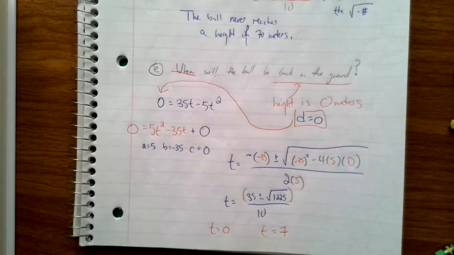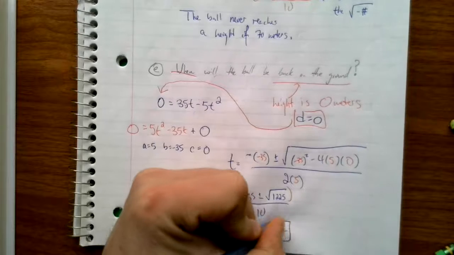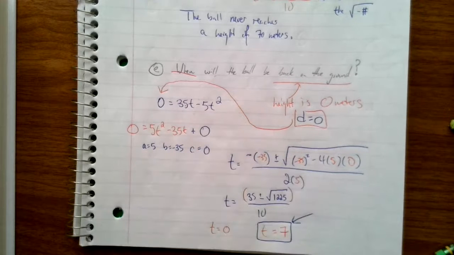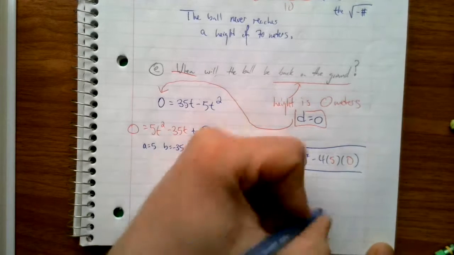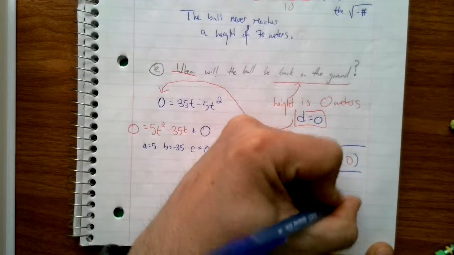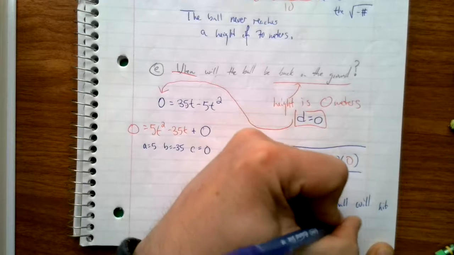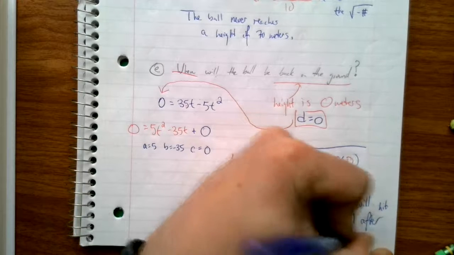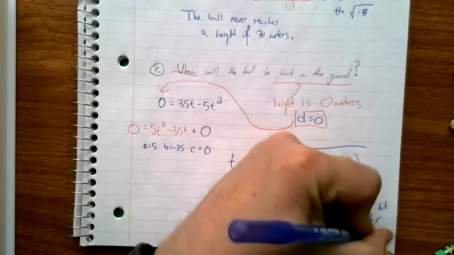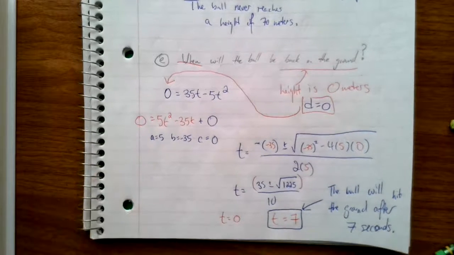Now what this means is, how do we interpret these two values? Well, 0, right, we wanted to know when the ball got back on the ground, or probably a better way of saying that is when the ball gets back to the height from where the object was thrown. This one is going to be our answer. And so I'm going to state the answer, and then I'm going to explain why. So the ball will hit the ground after 7 seconds. So that's the answer to the question.